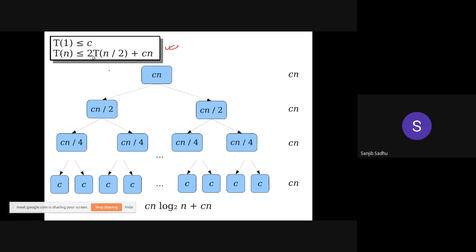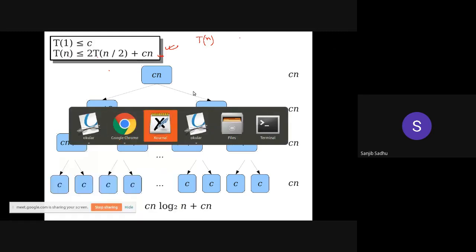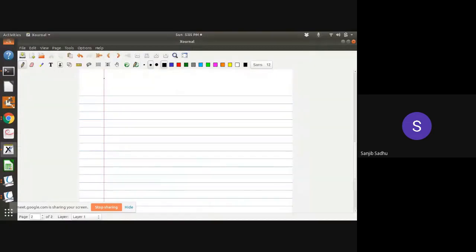This was Tn. I am writing here Tn. Now what can I write? I can write Tn is less than or equal to 2 Tn by 2 plus Cn. So I am just replacing this Tn by this term. Or better, I should show it differently. Just a minute. Here it will be better: Tn is less than or equal to 2 Tn by 2 plus C into n.